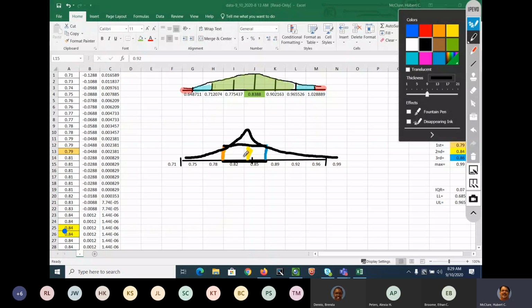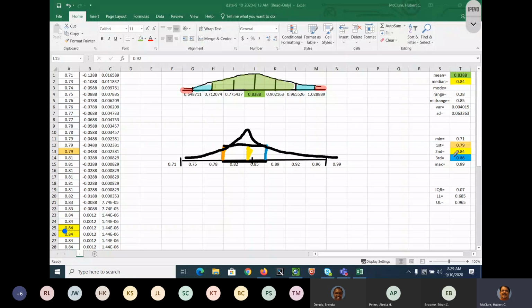Okay? And the interquartile range tells us, hold on, I've got to turn the marker off. There we go. It tells us that by the interquartile range, our marker for the lower end is 0.685. So instead of 0.648, it's 0.685 with the interquartile range, and the upper is, instead of 1.03, it's 0.965. Okay.